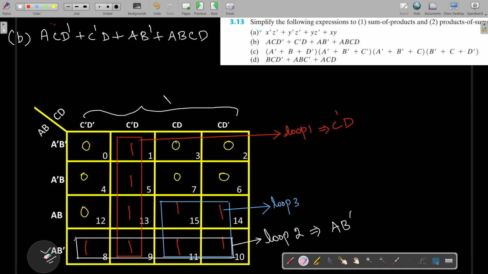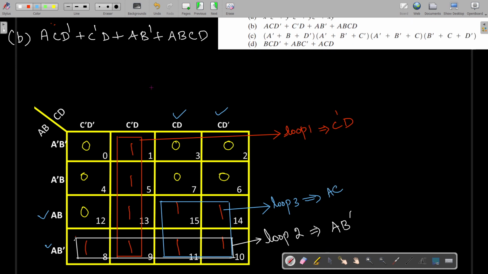Then what is loop 3 simplified expression? So loop 3 actually covers these 2 rows and these 2 columns, isn't it? So that is A and then here it is C. So the answer for this is F simplified in SOP format, that is equal to C dash D plus AB dash plus AC. So this is the answer. Now the same problem can be written in POS format.